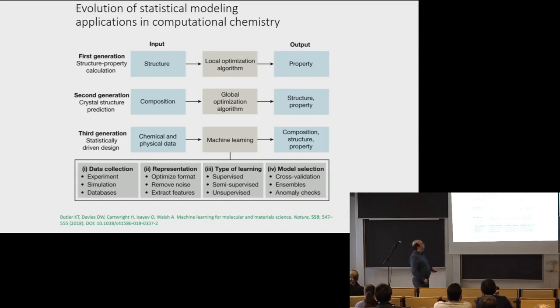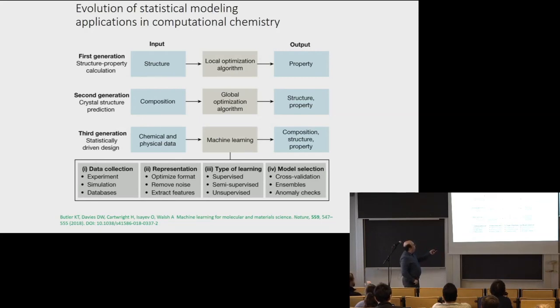Then we can increase the challenge. For example, given the composition, we want to predict the property. Here we use some kind of global optimization algorithm, for problems like crystal structure prediction: given the structure of a molecule, can you predict the crystal structure? This problem is still not solved.